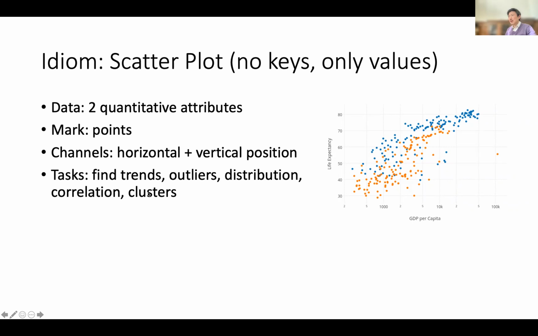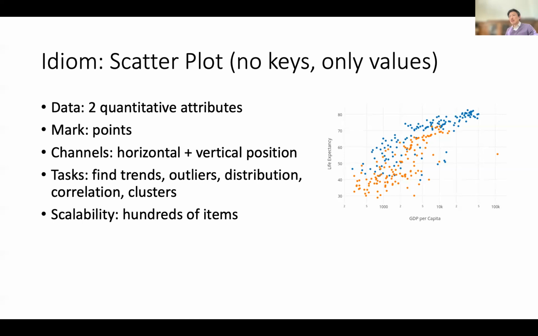And finally, you can see clusters. In this case, you have the blue and orange dots, and they seem to form just one big cluster. They don't really separate, at least not by these two attributes shown there.